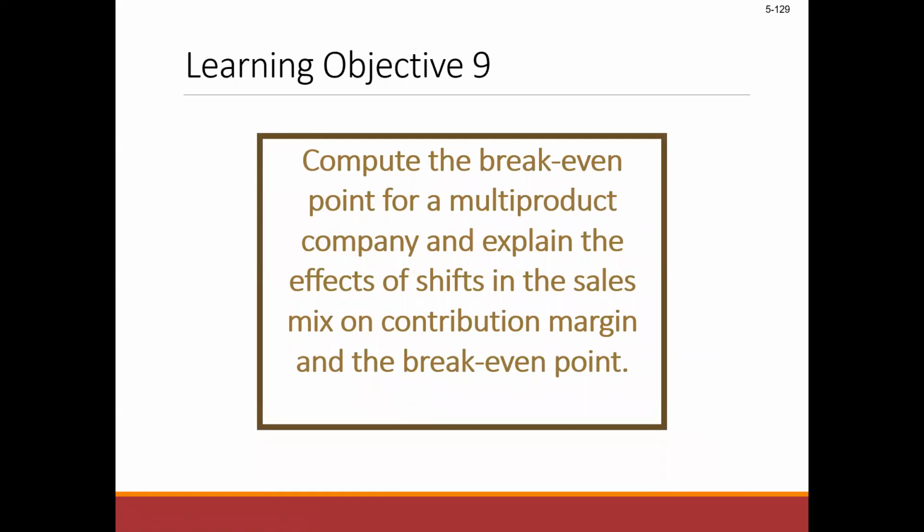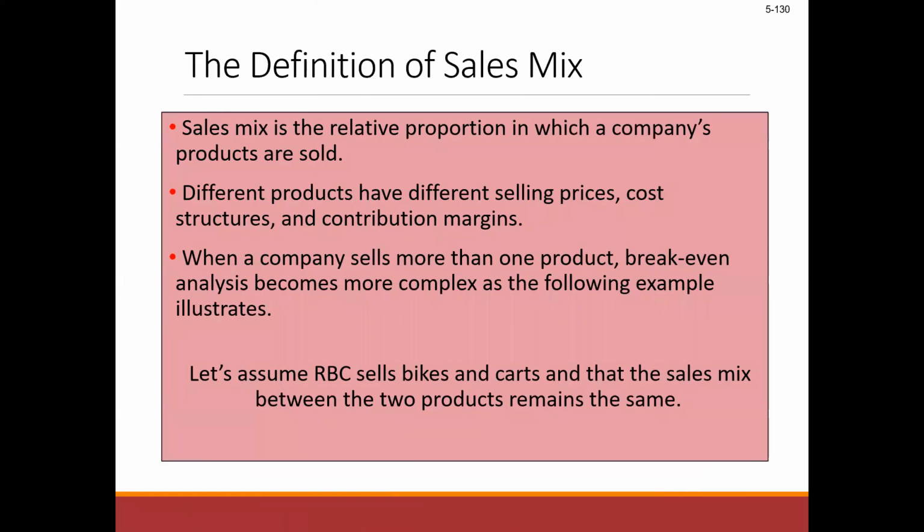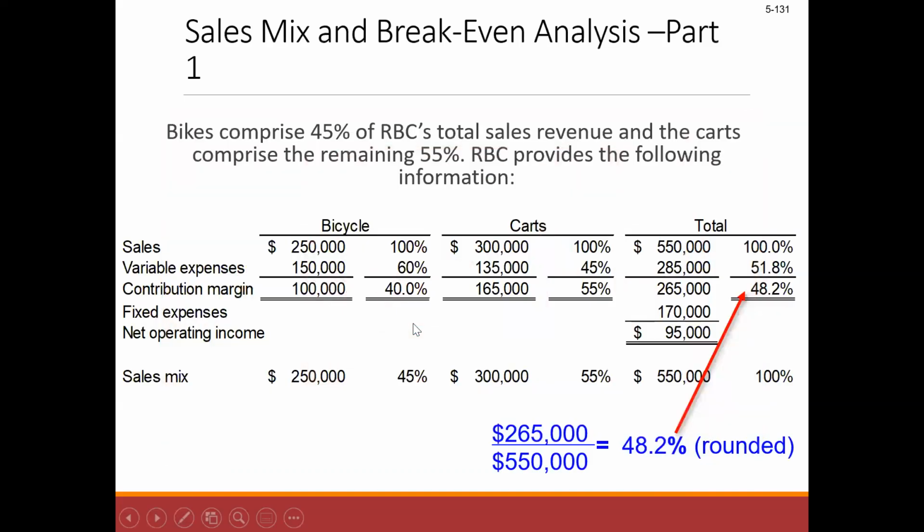Then when you have multi-products, you've got what we call a sales mix. Different products have different selling prices, contribution margin, and cost structures. How much is variable? What is fixed? When a company sells more than one product, break-even analysis gets a little more difficult. So here we're looking at the bike company selling not just bikes, but also carts. So we've got a section for the bike contribution margin.